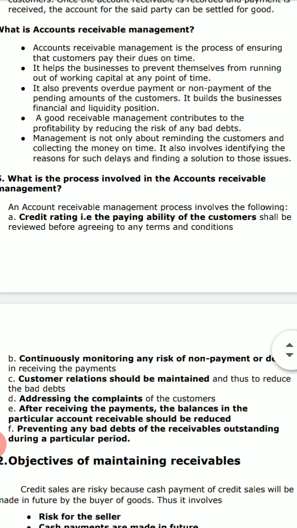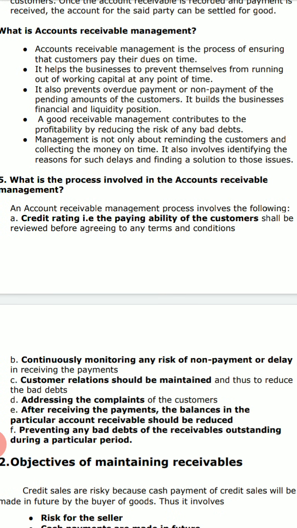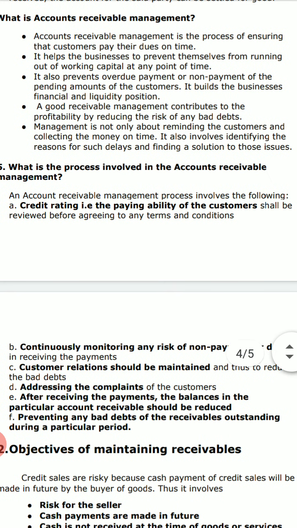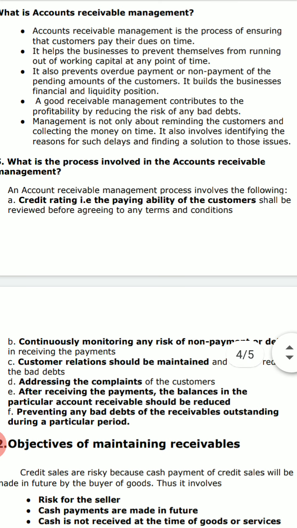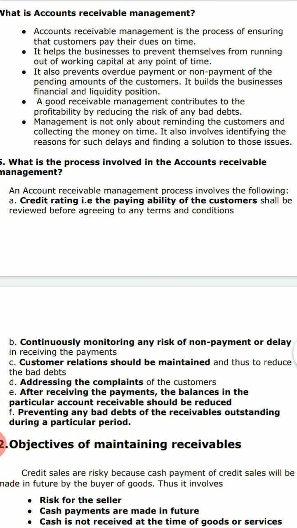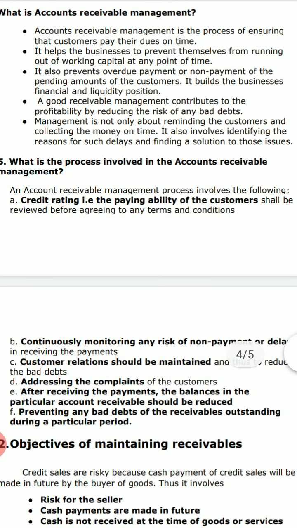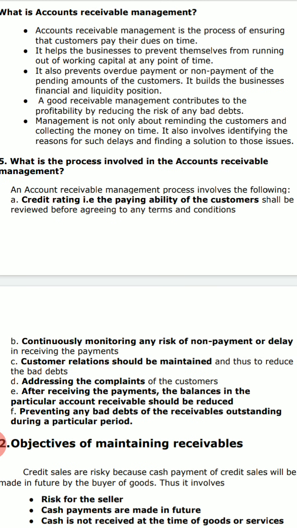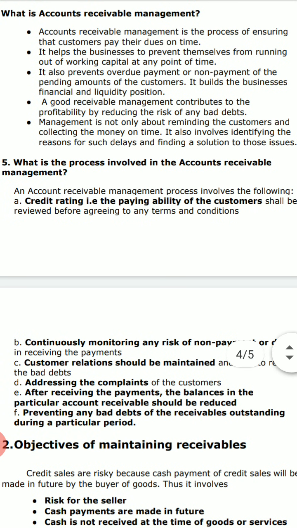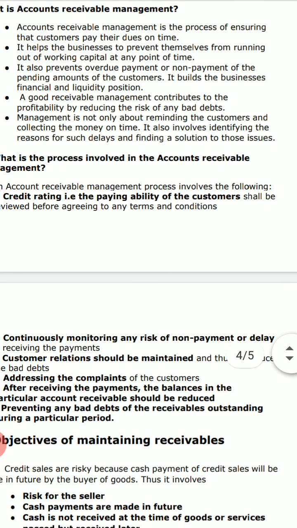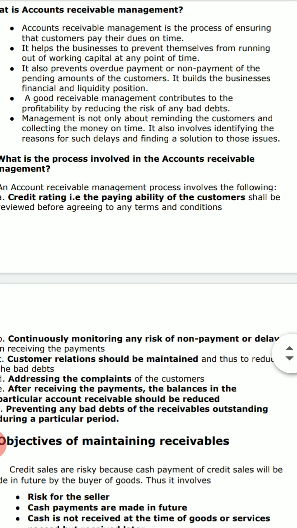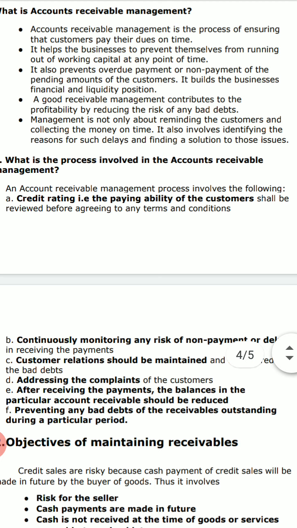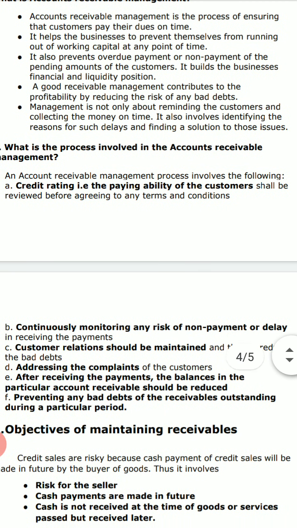Next, it also prevents overdue payment or non-payment of the pending amount by the customers, and it builds the business financial and liquidity position. What happens with proper account receivable management? We can prevent the overdue payments, right? That means if there is no payment from the customers, we can make reminder calls, or whatever policy has been adopted for reminding them, that can be taken up. Overdue payments can be received, right? And this helps to build the business financial and liquidity position. So if you want to have a strong business as far as the financial position is concerned, and at the same time you are having the credit sales policy, then account receivable management is a must function, or a must duty of any organization or business.